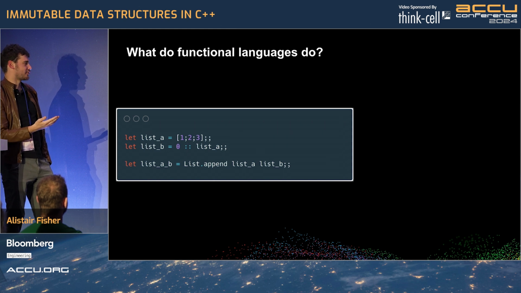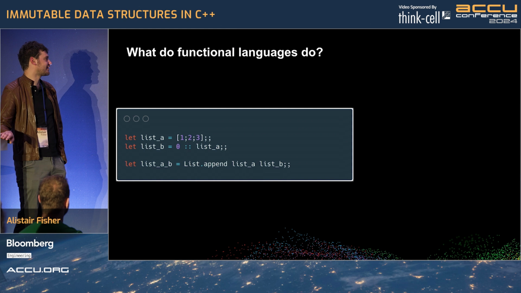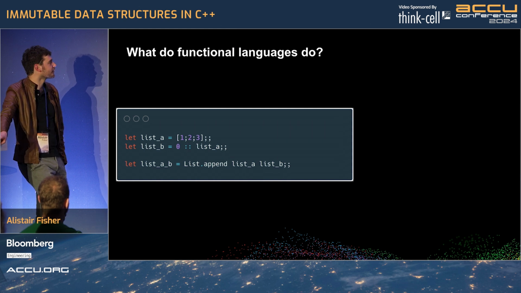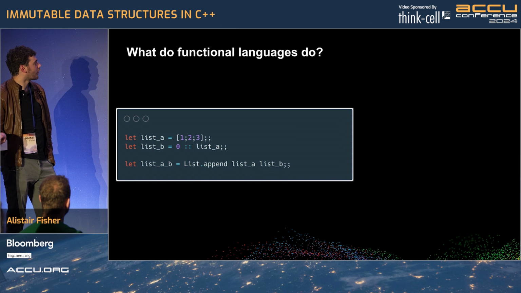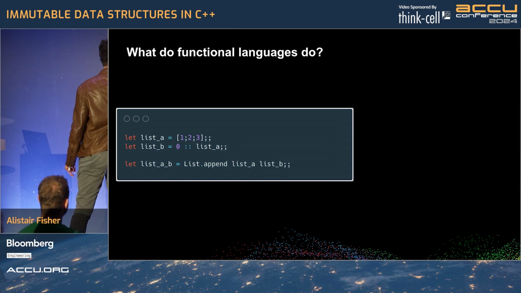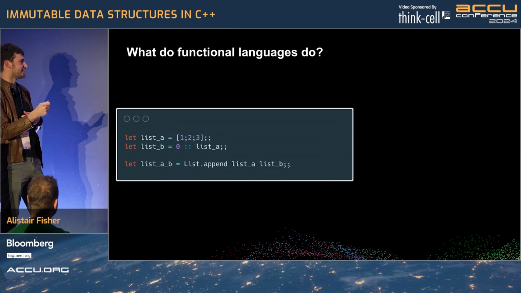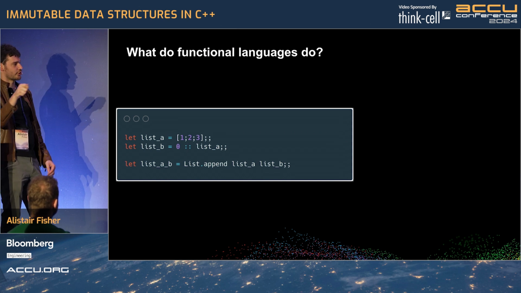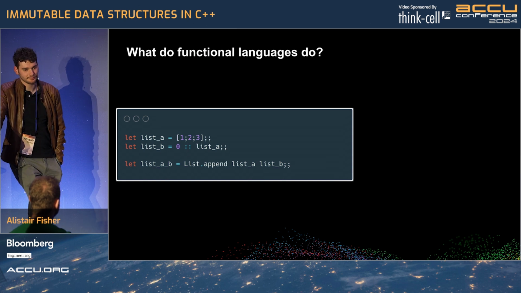And for whatever reason, they've chosen semicolon as a list separator rather than comma. So list A is a list of values 1, 2, 3. On line 2, I'm going to define a new list called list B. And this kind of double colons thing, you can think of as effectively a push front. So what it's doing is going to create a new list of values 0, 1, 2, 3. And then just for completion, I'm going to append the two lists together.